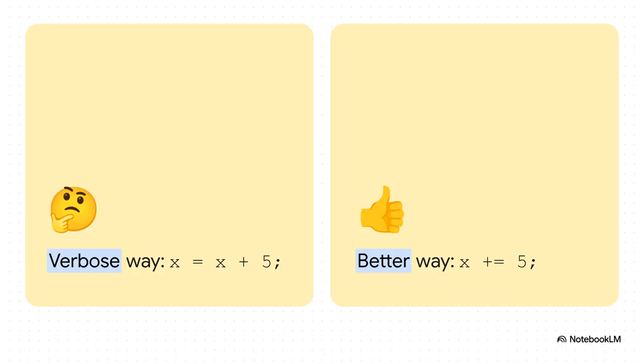And just look at the difference. On the left, x equals x plus 5. It works, totally fine. But it's a little repetitive, right? Now look at the right, x plus equals 5. It does the exact same thing, but it's way more concise. Honestly, getting comfortable with this is a huge step toward writing cleaner, more professional-looking code.